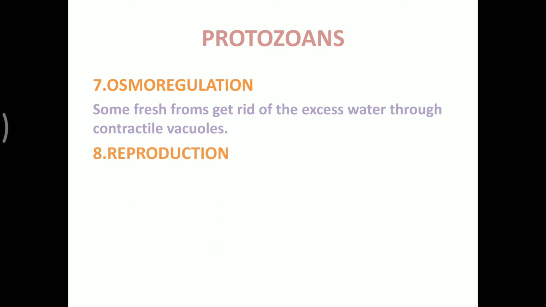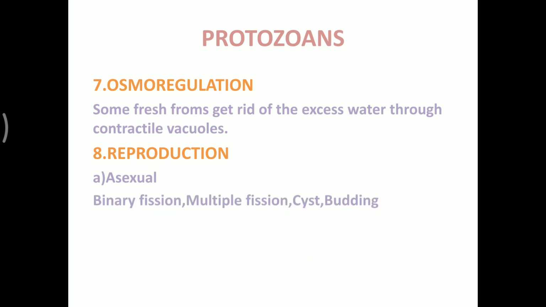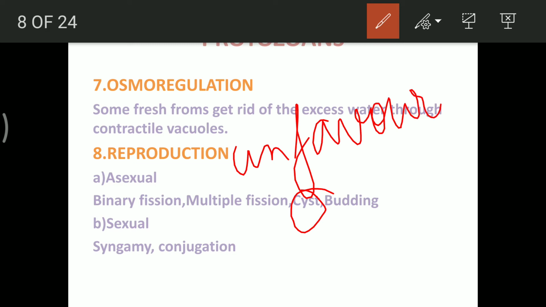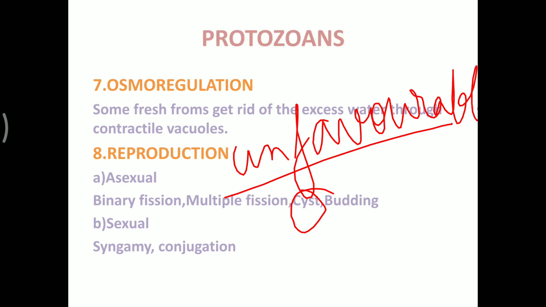Reproduction is asexual as well as sexual. Asexual reproduction includes binary fission, multiple fission, and budding, whereas sexual reproduction takes place by syngamy, fertilization and conjugation. Cyst formation is something which takes place only when unfavorable conditions are there. So during unfavorable condition only we will see that cyst formation has occurred.